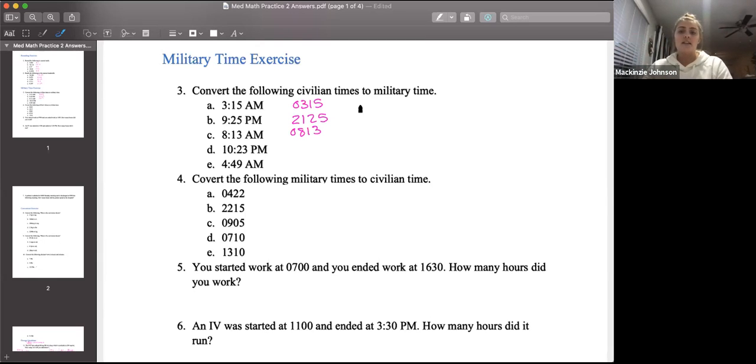When in doubt, I always just go to 1200 and then add whatever number it is. I feel like that's the easiest way to go about it. So 8:13 a.m. is going to be 8:13.